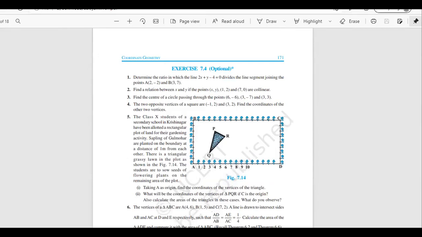Okay, so first of all we have this equation. This equation will be given to you, and it divides the line segment into a point 2 comma 2. So we have to find out the ratio. This is the type of question that we can get. And the type is: find the relation between x and y if the points are collinear.